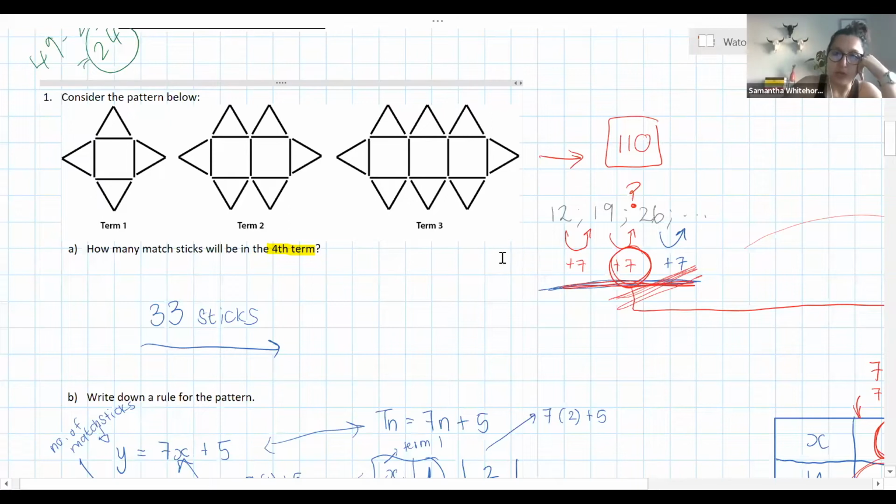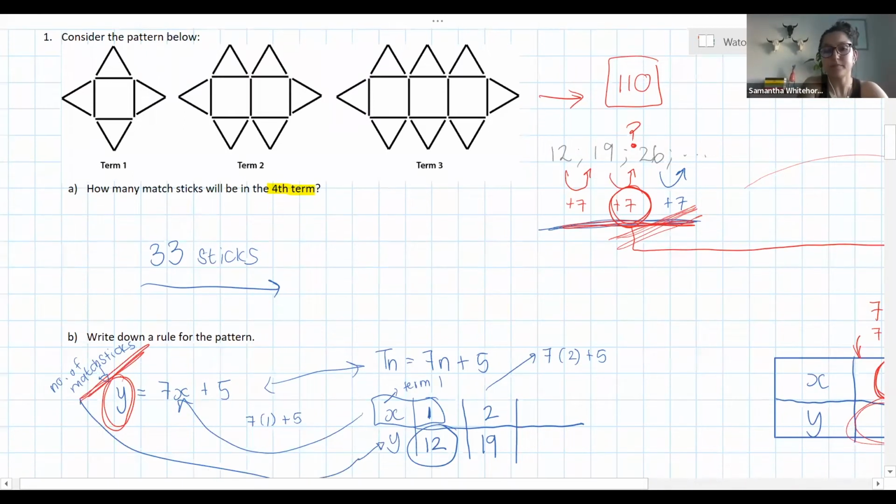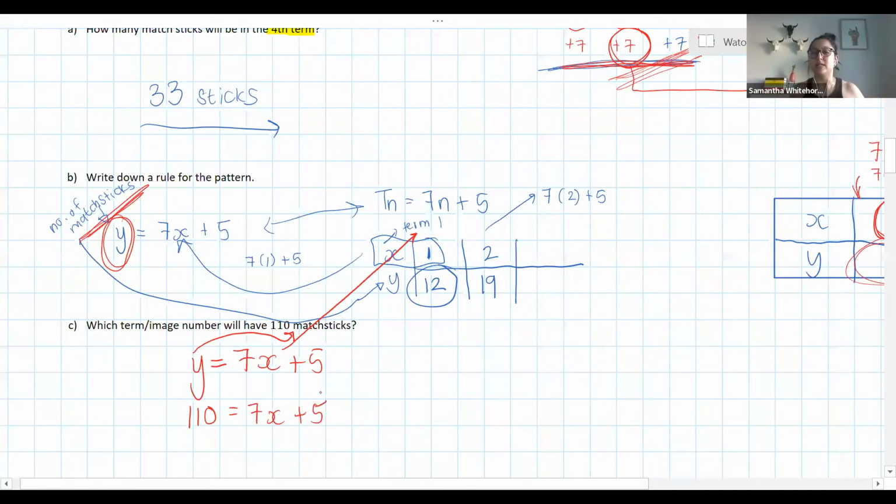Now, if we go to our rule that we've just written down, we said that y was the number of matchsticks. And so now with this rule, I can use substitution. I know that my rule is y equals 7x plus 5. I know that y represents the number of matchsticks. And so I can substitute it in to solve for x. And we said x is the term that we're working with. Now this is just a basic solving of equations.